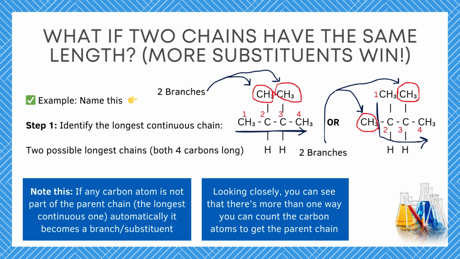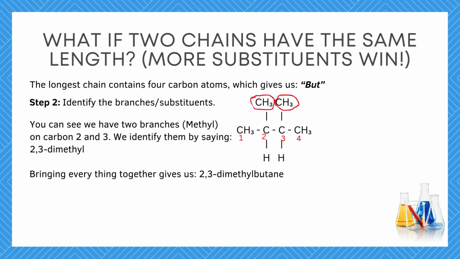Now you can see I've counted in 2 ways. For the first way that I've counted, there is a methyl substituent on carbon number 2 and a methyl substituent on carbon number 3. The same thing goes for the second style of counting, a methyl substituent on carbon number 2 and a methyl substituent on carbon number 3. So now, the longest chain contains 4 carbon atoms, which gives us but, which is butane. Now, step 2 says identify the branches or substituents. You can see we have 2 branches, which are both methyl on carbon number 2 and carbon number 3.